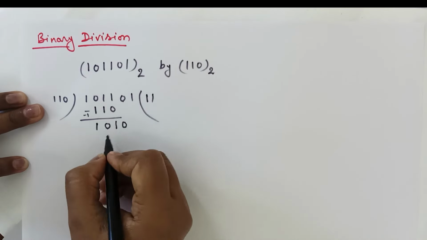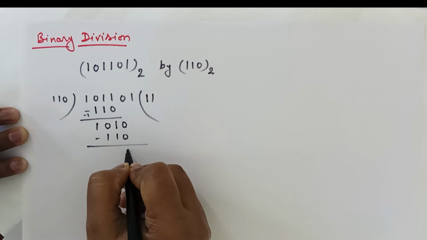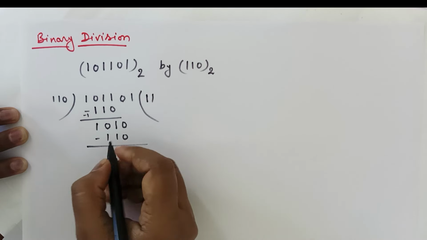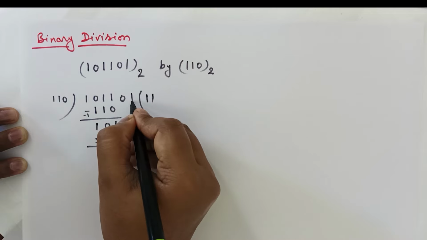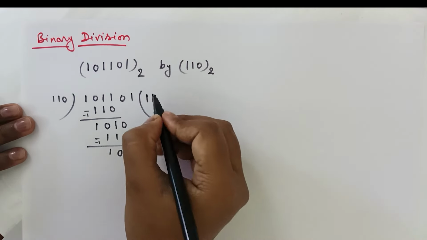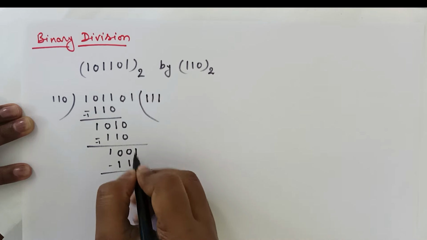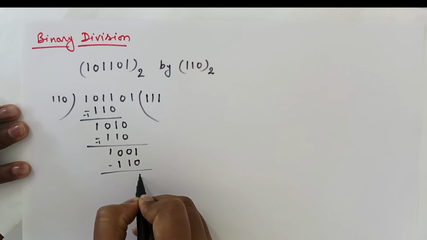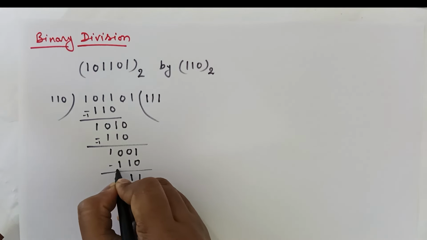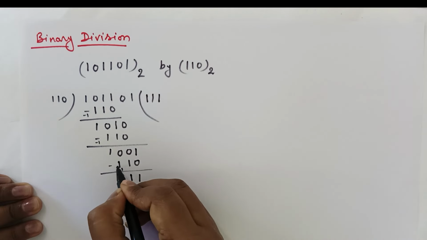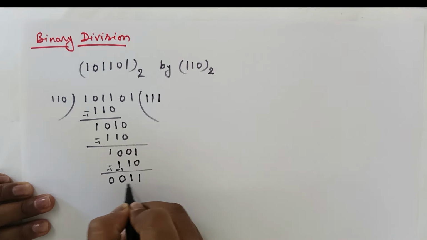Again, this will go by 1, 110. We'll do the subtraction. This will be 0, this will be 0, this will be 0 minus 1 is 1 with borrow 1, 1 minus 1 is 0. Again, we will take this 1 down here and by 1, this 110 will go here. We will do the subtraction. 1 minus 0. 0 minus 1 is 1 with borrow 1. Again, 0 minus 1 is 1 with borrow 1 and 1 minus 1 is 0. This 1 minus 1 is 0. So we get 0011 here.